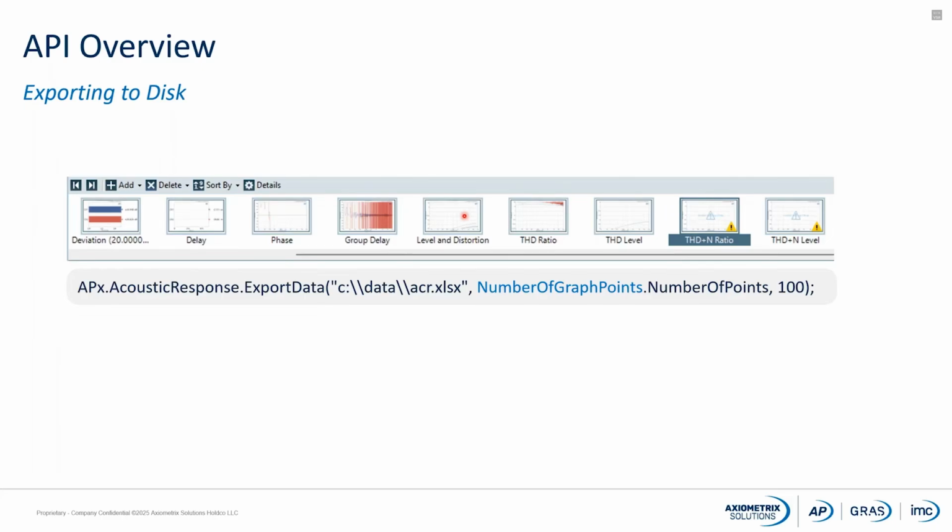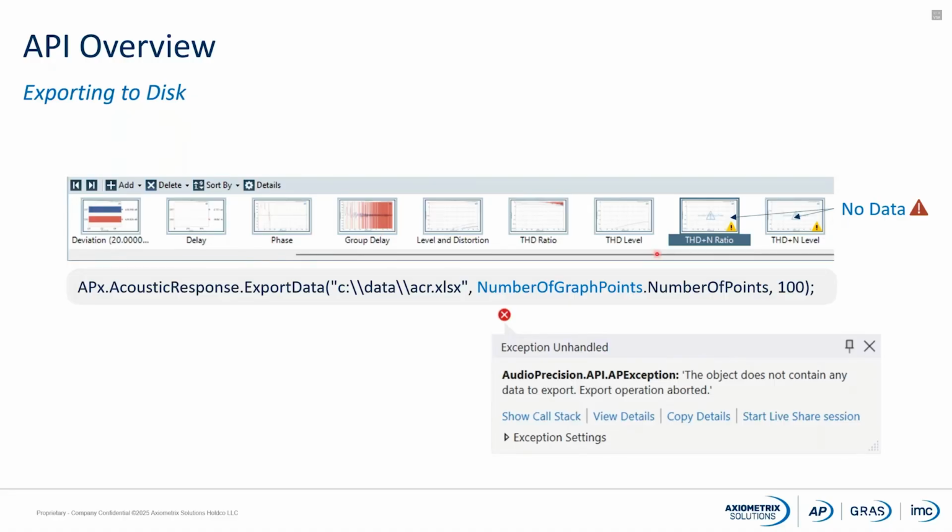If you want to put all of the results in one measurement, in this case, acoustic response, into a singular data file on your hard drive, you can do that by using the export data method on the acoustic response object. Just note that if you're going to use this API, you should first delete any results that do not contain data. This can happen for different reasons, but in this case, it was because these results are only valid with the fast sweep stimulus type, and I had the chirp selected.